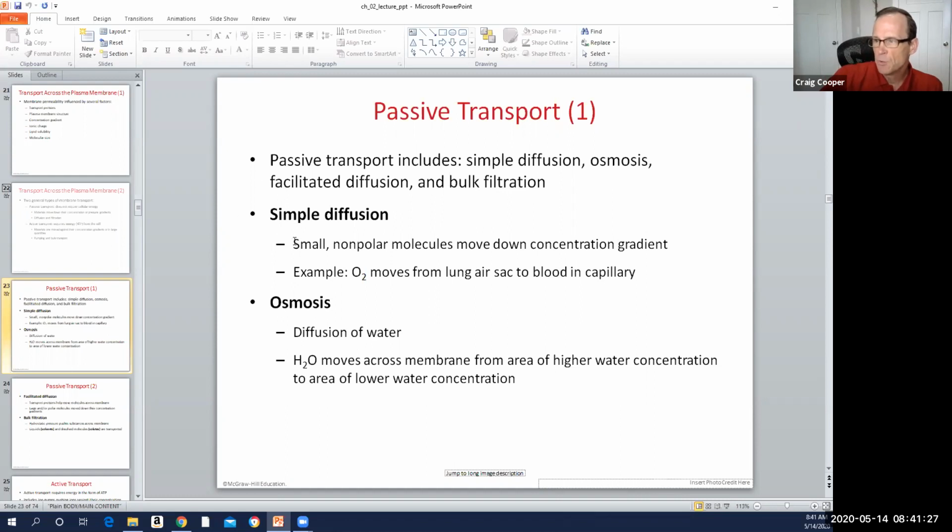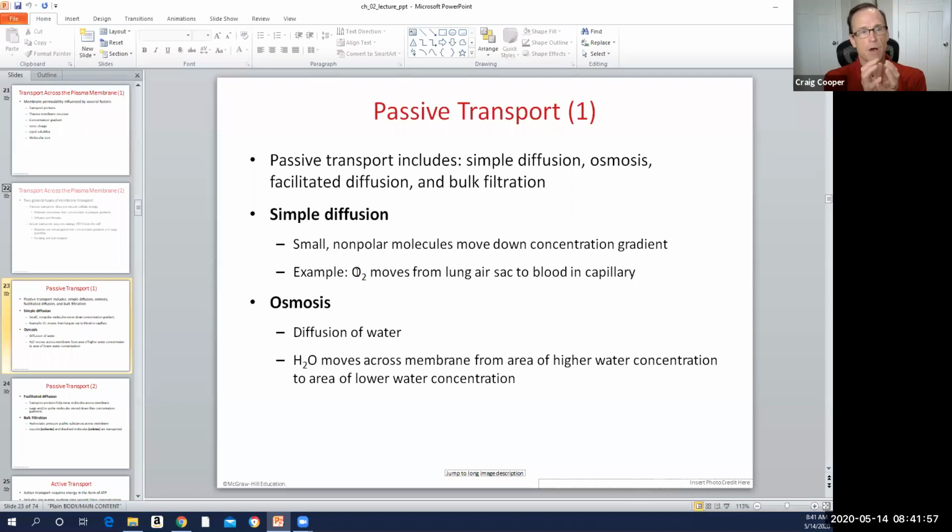So simple diffusion is one form of passive transport. Again, this is going to be like our oxygen molecule. When our cells have been doing their thing, using oxygen to create ATP to facilitate whatever process they're doing, they're making an enzyme, let's say, or something like that, we start creating some waste in the form of carbon dioxide, and that carbon dioxide wants to leave the cell because there's too much of it in there.